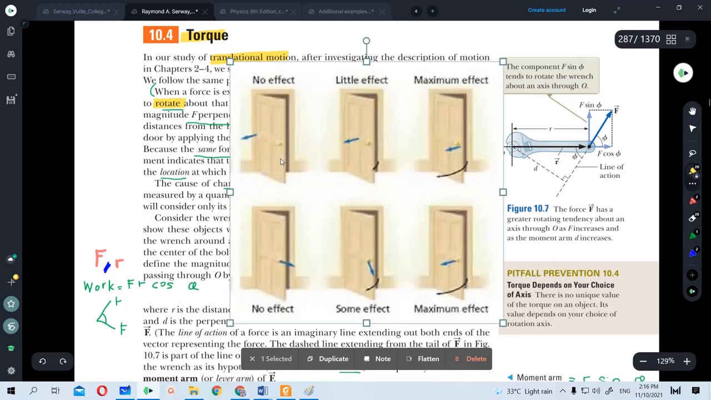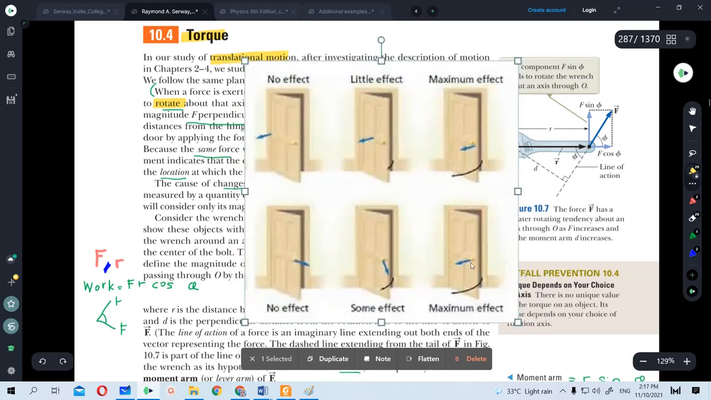Now, according to these figures, six figures altogether, opening a door this way will give you the maximum torque. Observe that the force by pulling the handle on the knob is applied here, whereas rotating the door will give you no effect, no torque, when you apply the force on the hinge, at its edge near the axis of rotation.